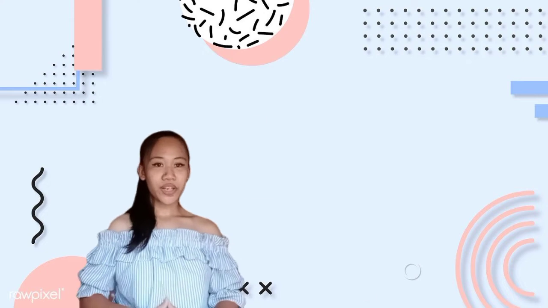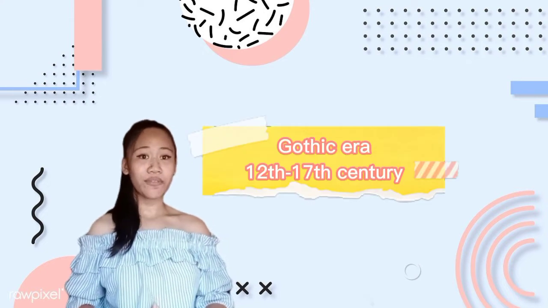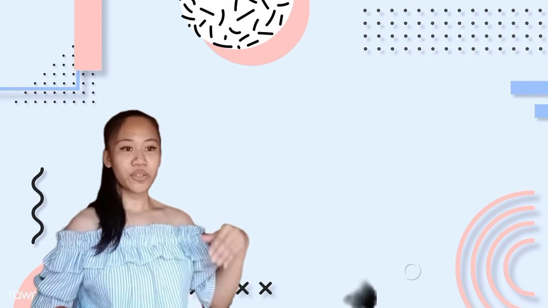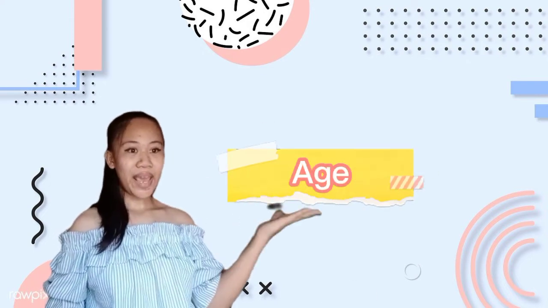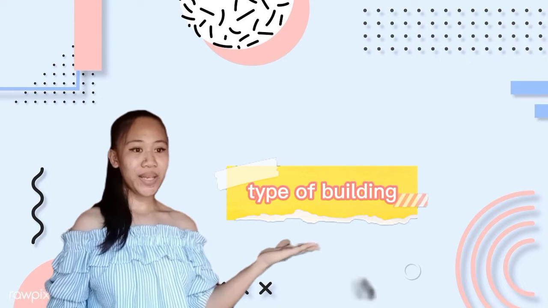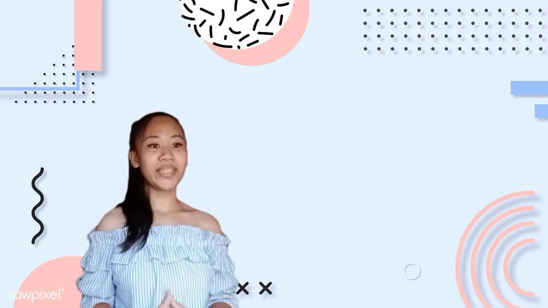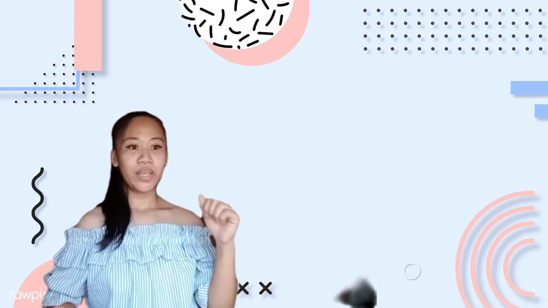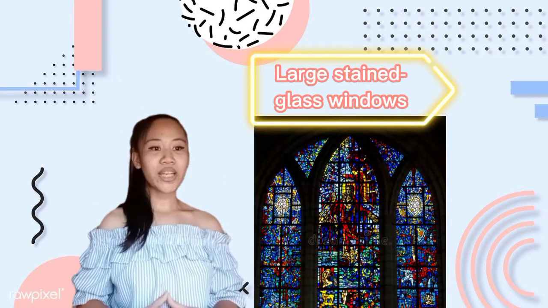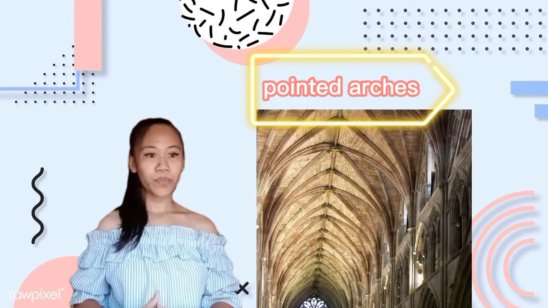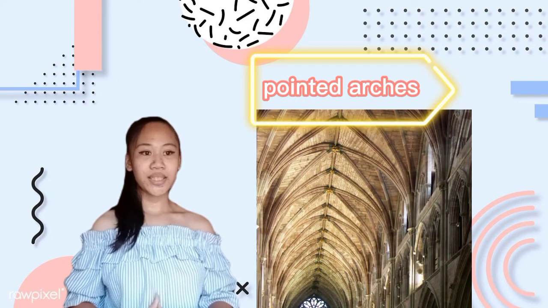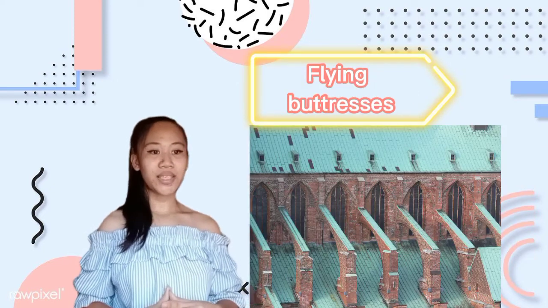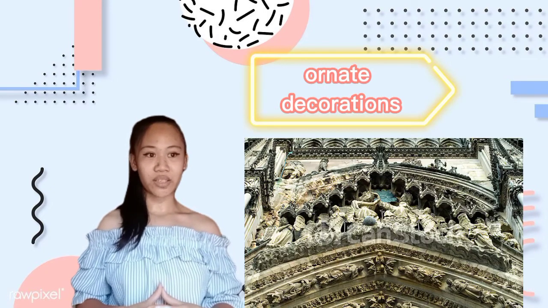Let's move on to the Gothic era. It is from the 12th to 17th century. It varies according to location, age, and type of building, and is often characterized by 5 key architectural elements. These are large stained glass windows, pointed arches, ribbed vaults, flying buttresses, and ornate decorations.